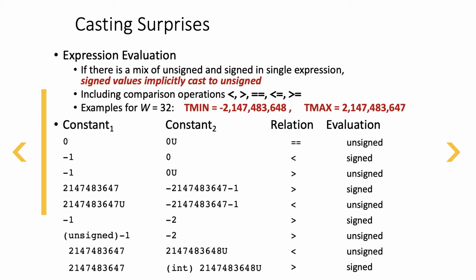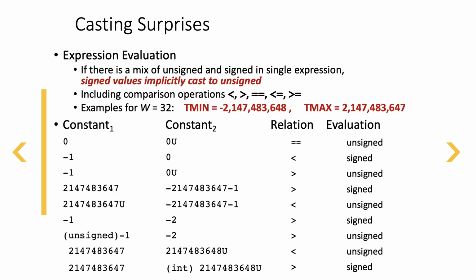So let's talk about how casting works and take a look at some examples, some of which are going to work exactly as we would think, and some of them might have some surprising results. So the first thing to keep in mind is we have some rules. If there's a mix of unsigned and signed in a single expression, then the signed values are implicitly cast to unsigned. So that's the thing to remember. If we mix up our signed and unsigned, then everything gets cast to unsigned. This includes comparisons. And that's where we can get some kind of weird results. And it's great for examples, so let's walk through these.